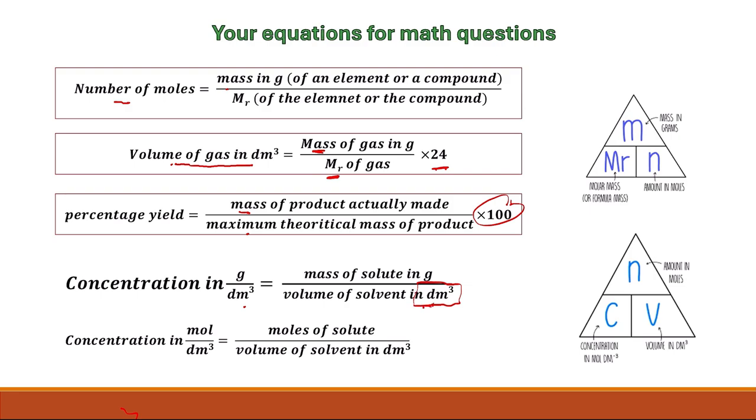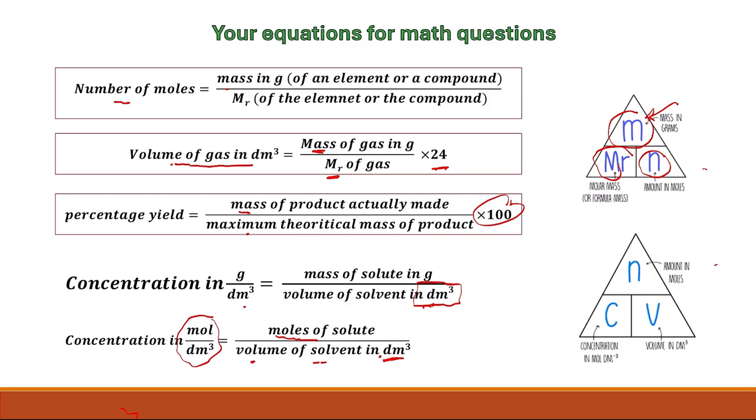Remember that usually in the exam, they're going to give you the volume in centimeter cube. So don't forget to divide this by 1,000 to change it into decimeter cube. Also, there's concentration in mole per decimeter cube. It's the number of moles of the solute over the volume of the solvent in decimeter cube. Remember these two triangles. So the first one is when you try to get the number of moles from the mass and the molecular formula mass. Or if you want to get the mass, you have the formula mass and you have the number of moles, and you want to get the mass of your substance. So you can use this triangle.